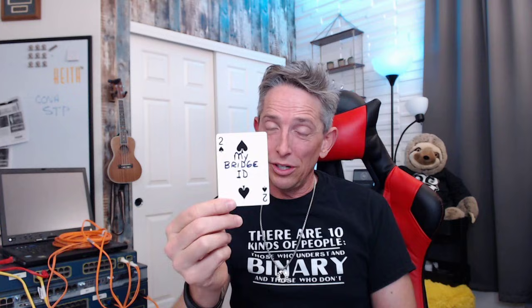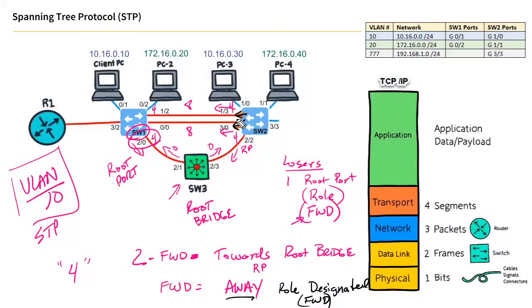By advertising the BPDUs across the network, whoever has the lowest bridge ID becomes the root. Then the other switches who are not the root identify their root ports, the best path to get to the root. And any ports that are forwarding away from the root are referred to as designated ports. So far, we haven't talked about any type of blocking whatsoever. We've talked about identifying a root switch, root ports, and designated ports. But we do need to bring in blocking into play, so let's do that right now.